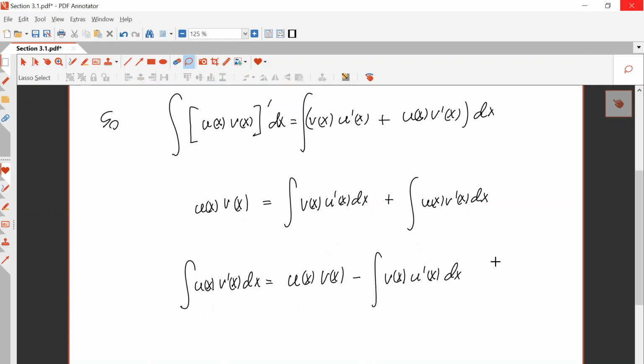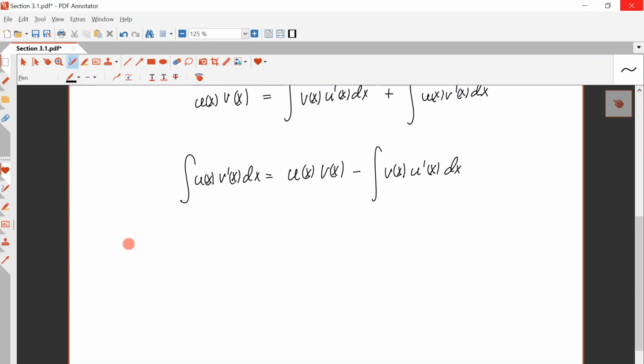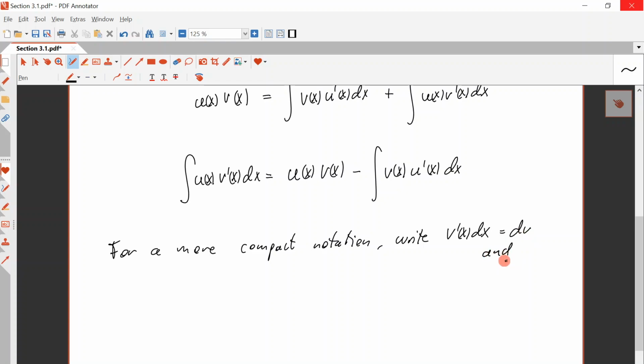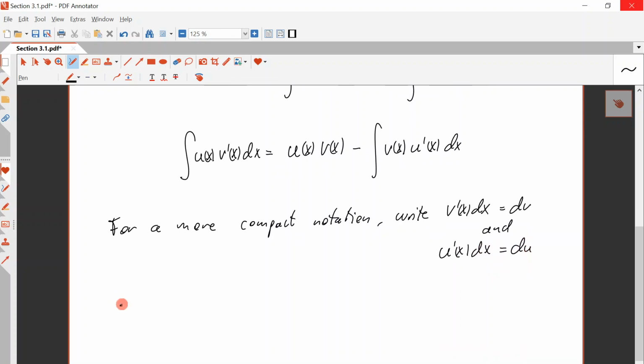And now what we do, for a shorthand, more compact notation, is denote v'(x) dx as just the derivative of v, and u'(x) dx as just the derivative of u. So now we have the more compact formula.